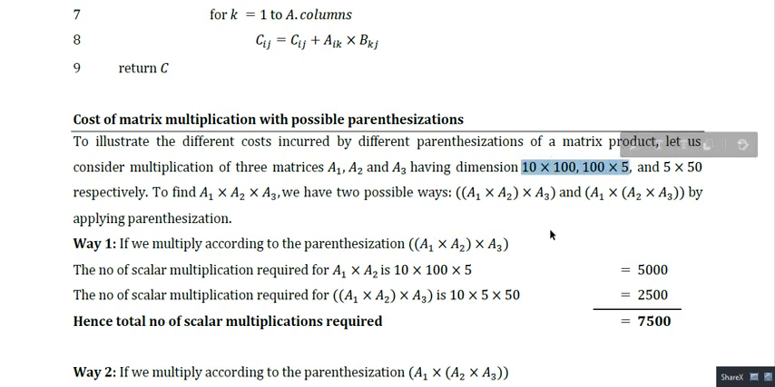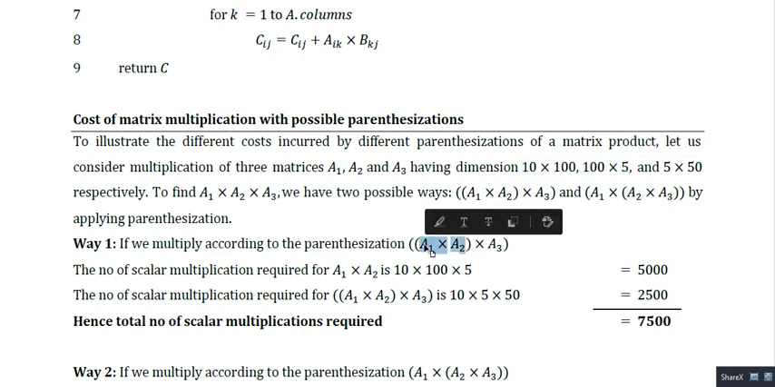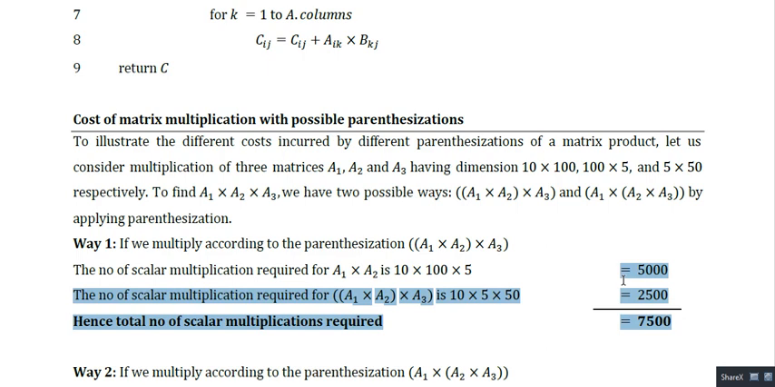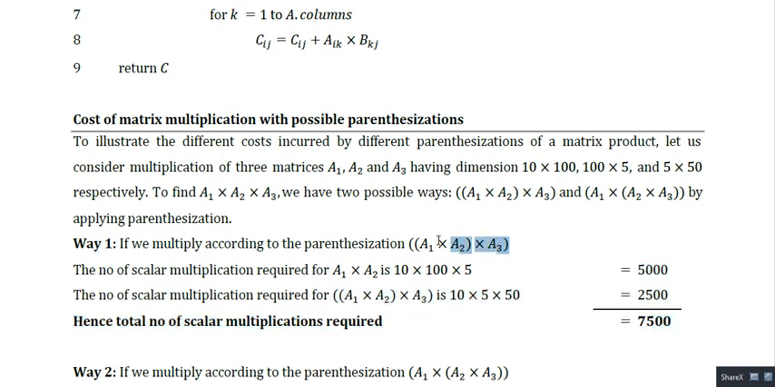Okay, so now this result A1 into A2 is a which cross which matrix? 10 cross 5, right? It is a 10 cross 5 matrix which will be multiplied with the 5 cross 50 matrix. So how many multiplications will it require? 10 into 5 into 50, that is 2500. So the total number of scalar multiplications required with this parenthesization is 7500, right?